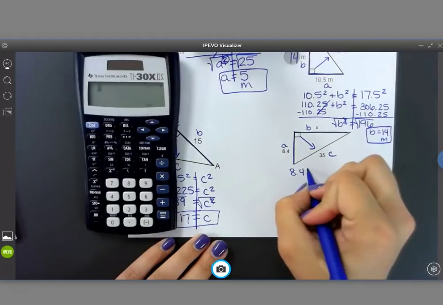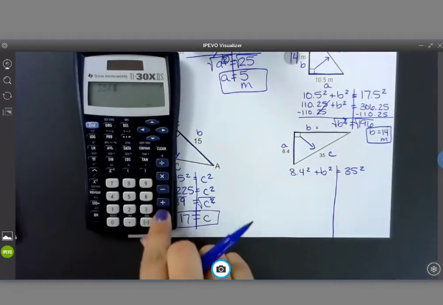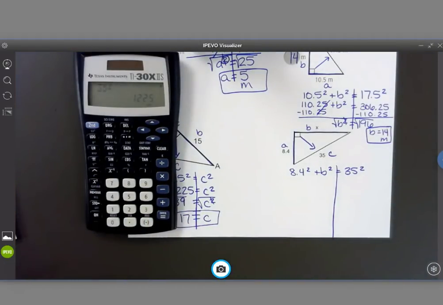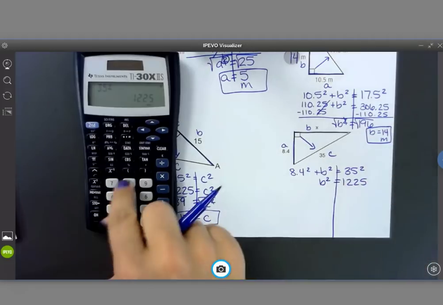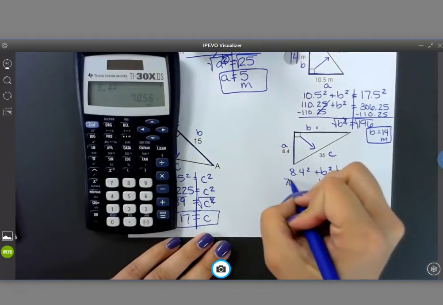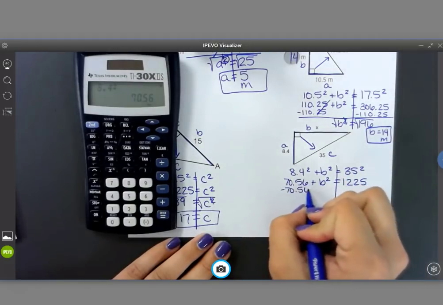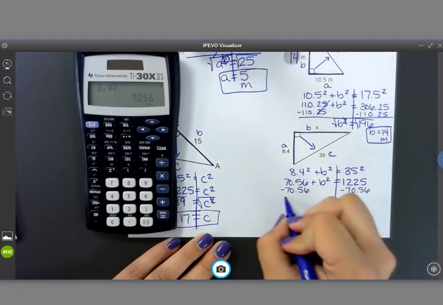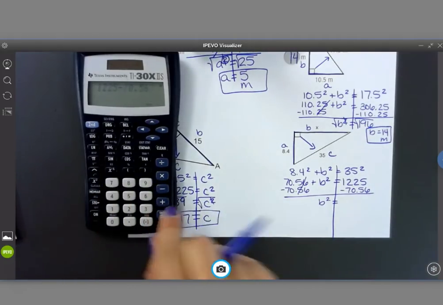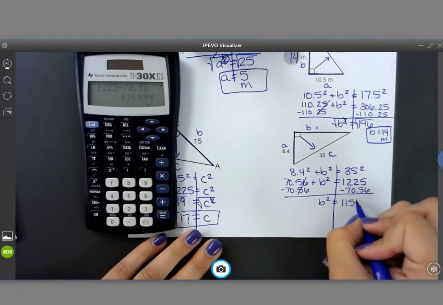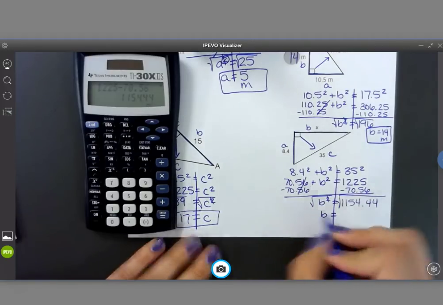Alright, 8.4 squared plus B squared equals 35 squared. 35 squared is 1,225. 8.4 squared is 70.56. Got to get the B by itself, so I'm going to subtract 70.56 to the other side. Using B squared is equal to 1,154.44. Got to square root both sides to get B by itself.